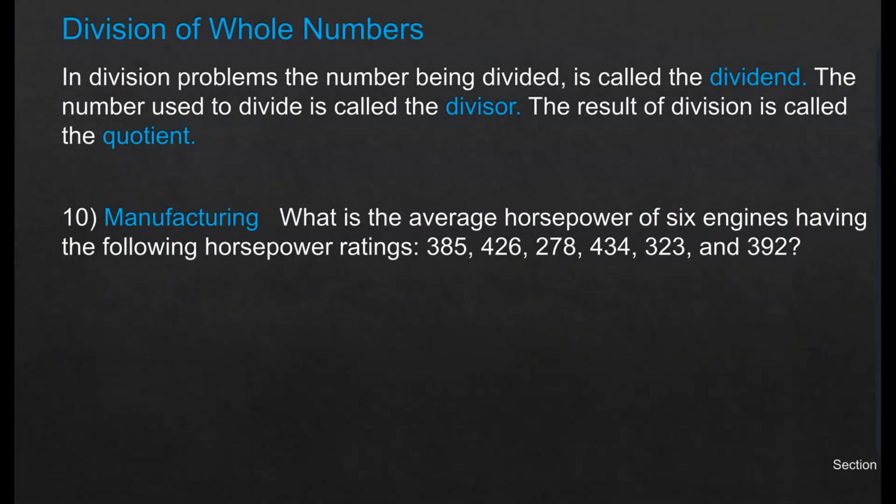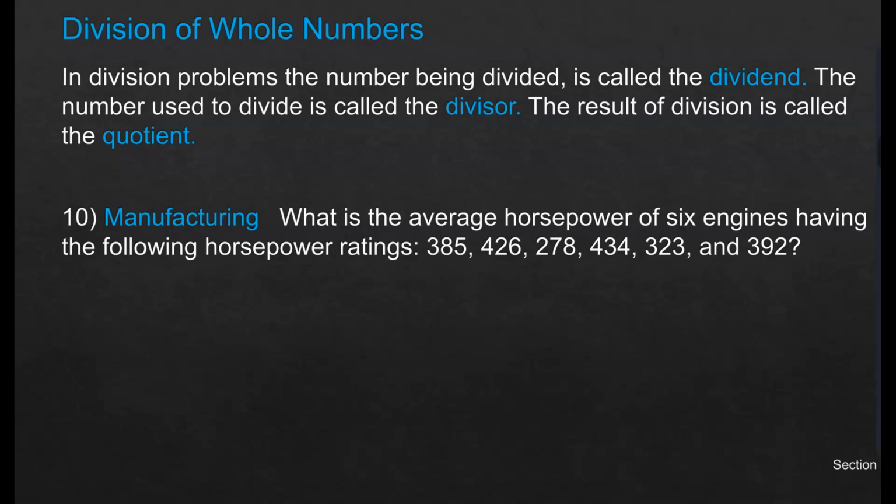And now we're on to division of whole numbers. In division problems, the number being divided is called the dividend. The number used to divide is called the divisor. The result of division is called the quotient. That's just terminology, and honestly, we mostly just say division, and occasionally you're going to see that word, possibly quotient, on some of the problems that we might do, but I think for the most part we just use division.